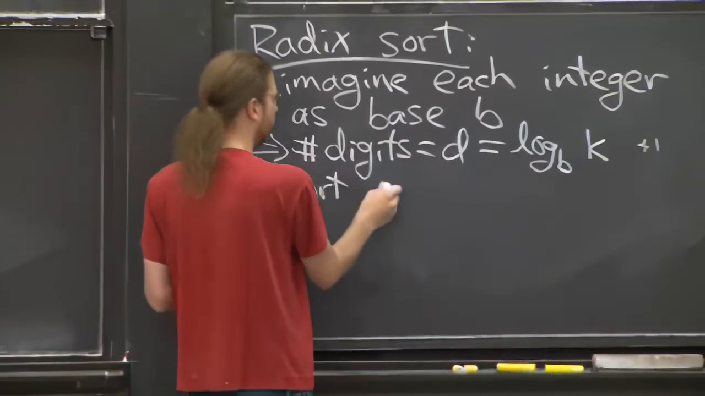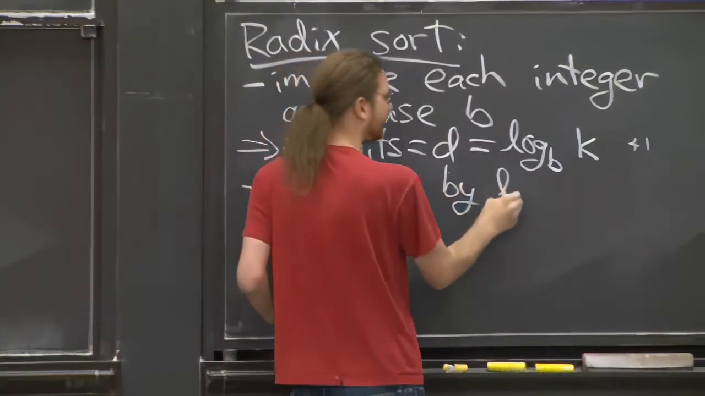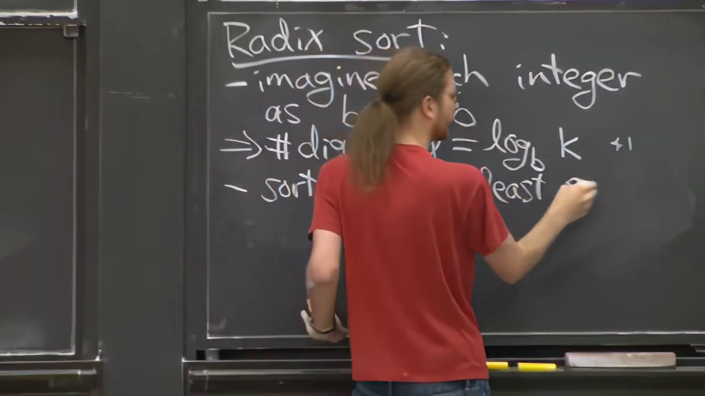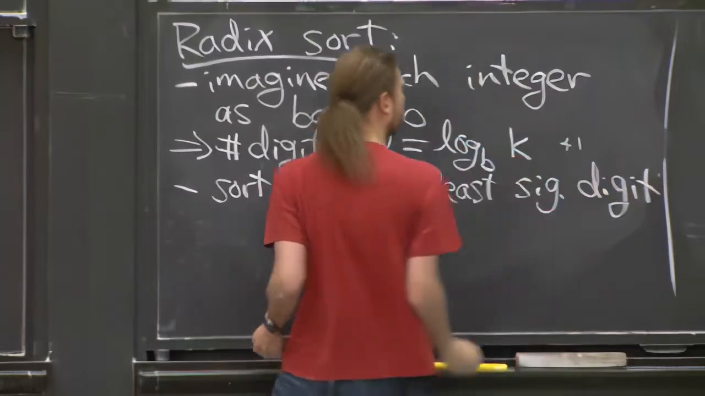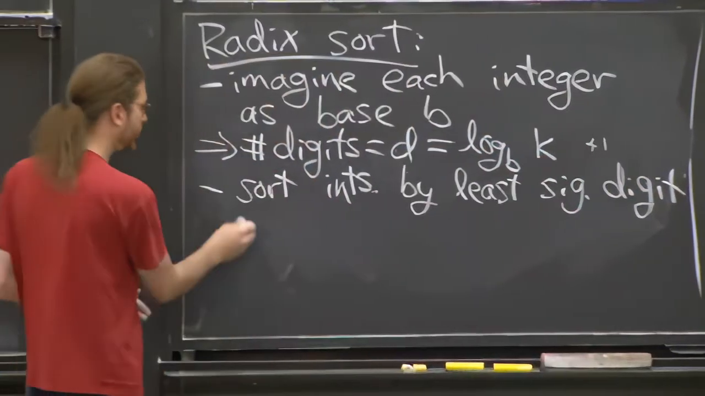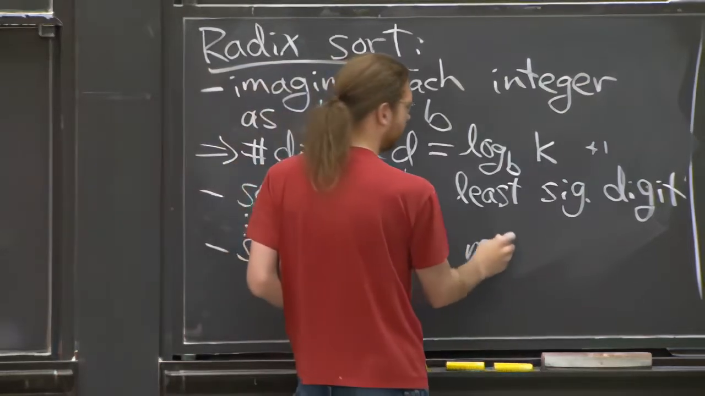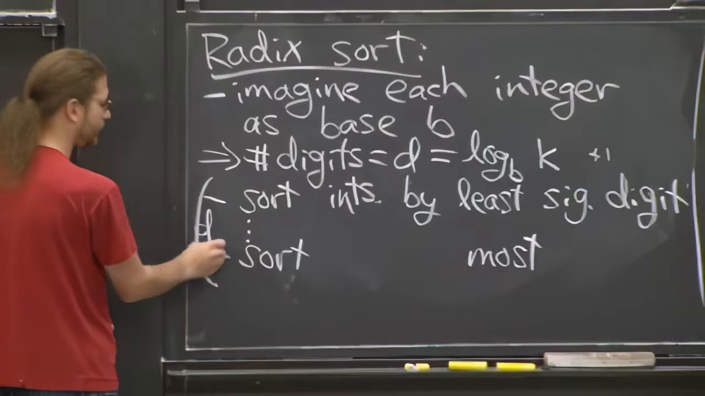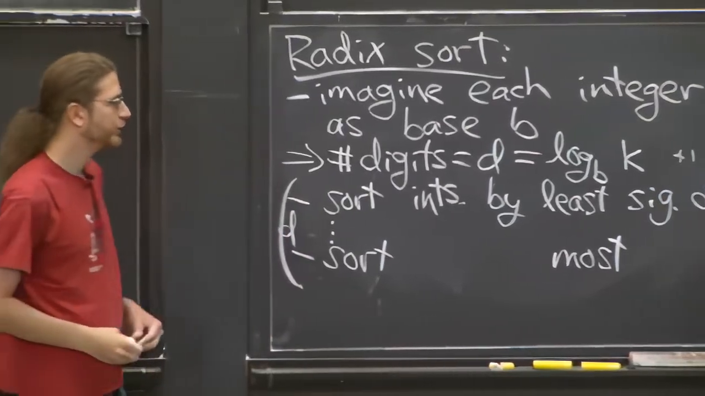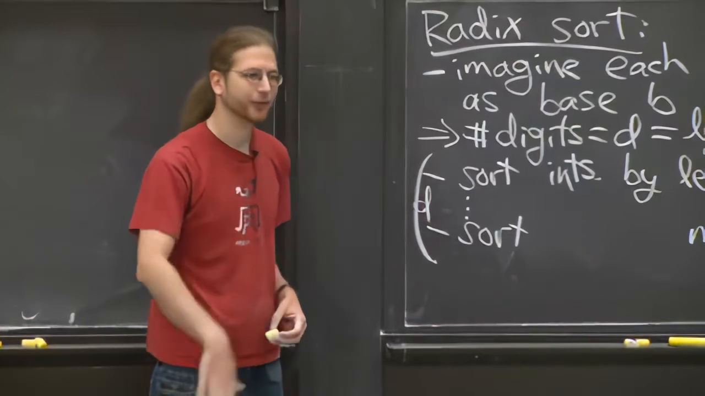Sort the integers, all of them, by the least significant digit, then sort by the next least significant digit, and so on, up to sorting by the most significant digit. So there are d iterations here for d digits. I sort all the integers by the least significant, all the integers by the next, and so on.